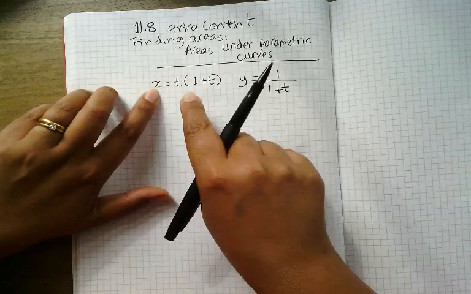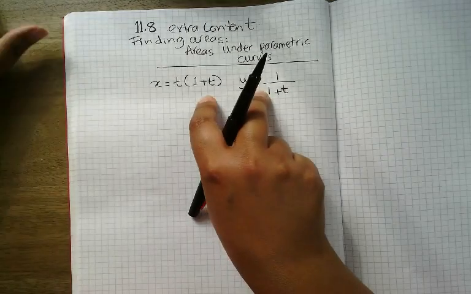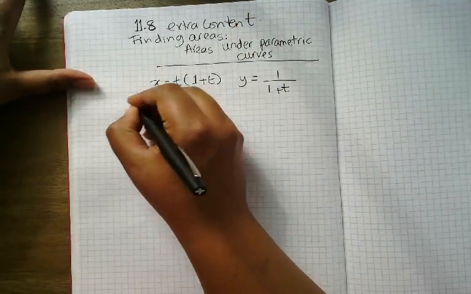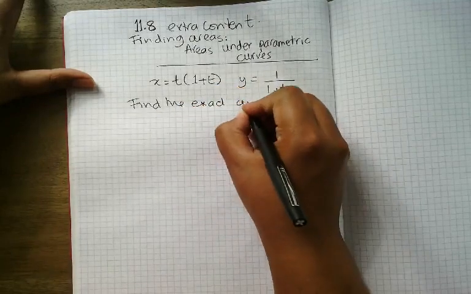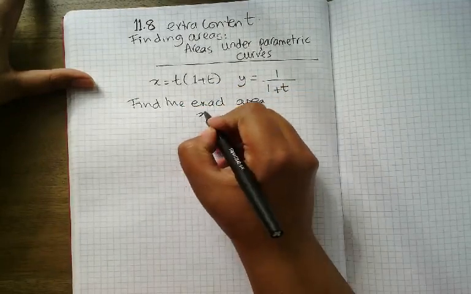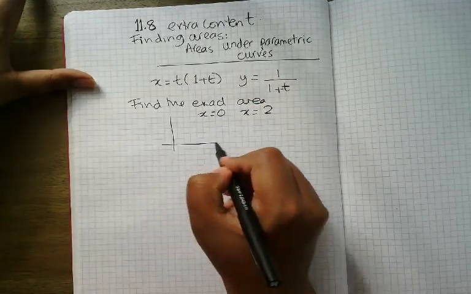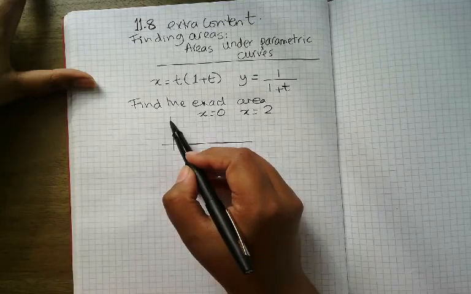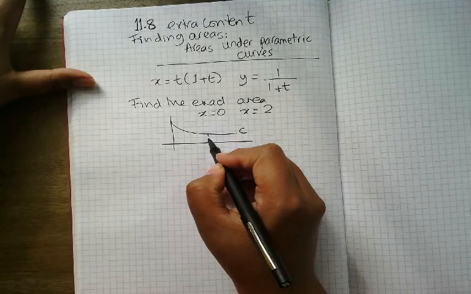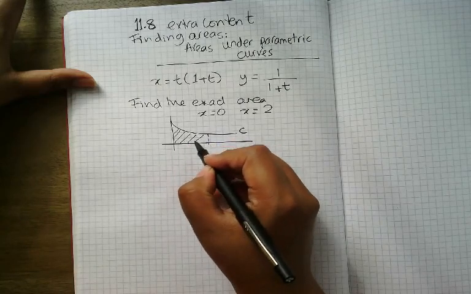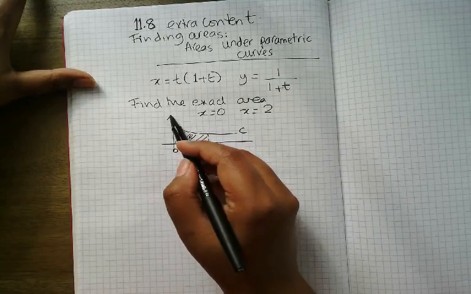But the problem here is I've got two equations, they're parametric equations, and I've got to find the exact area. So find the exact area between x is 0 and x is 2, and they've also given us a graph. The graph looks something like this. It's for a curve C, and I've got to work out this area which is shaded, between 0 and 2.